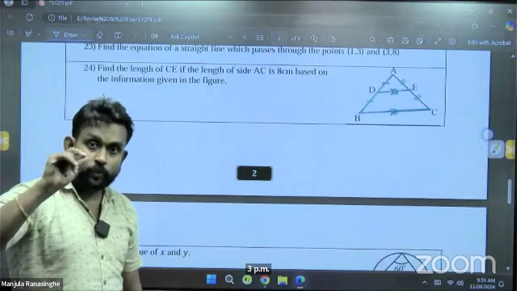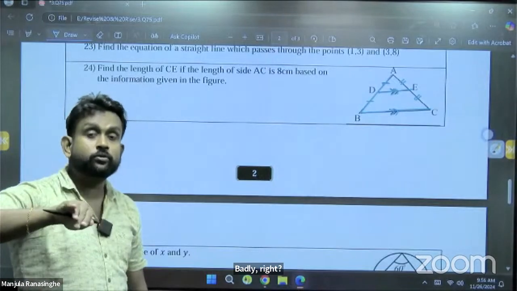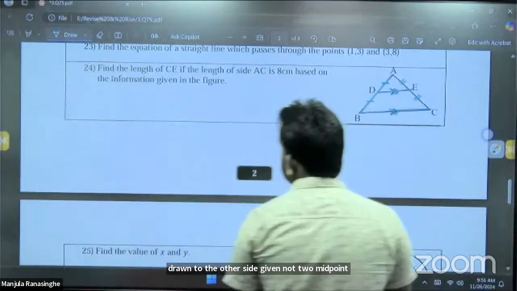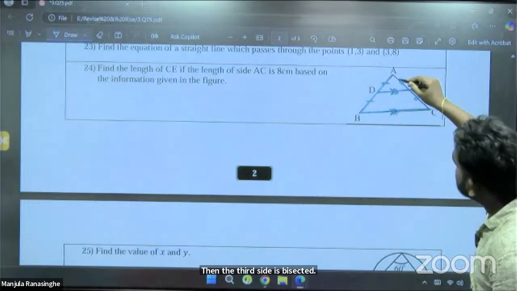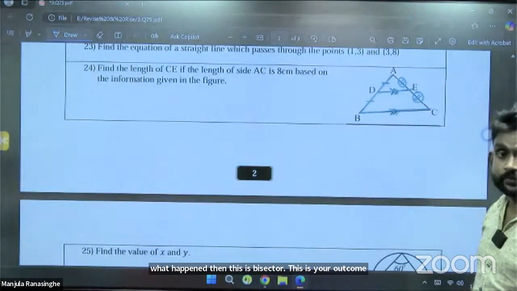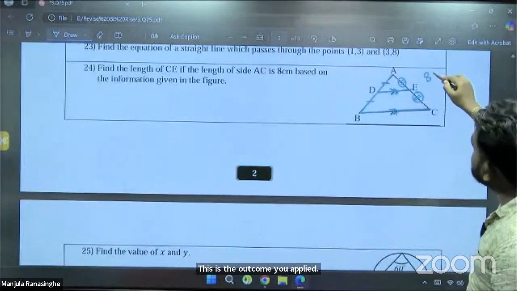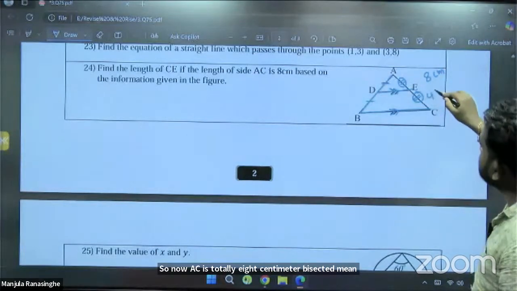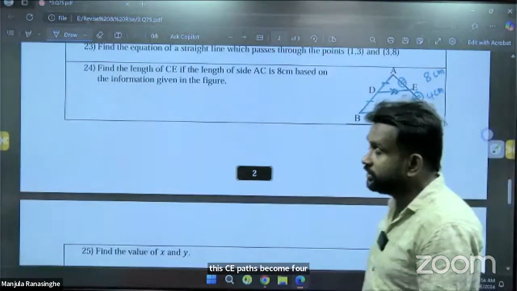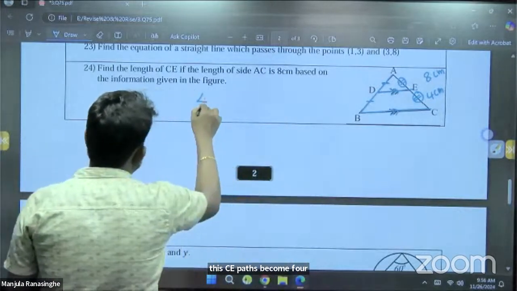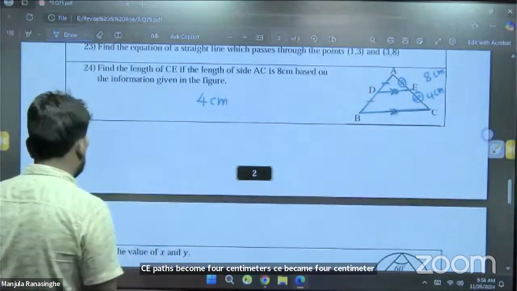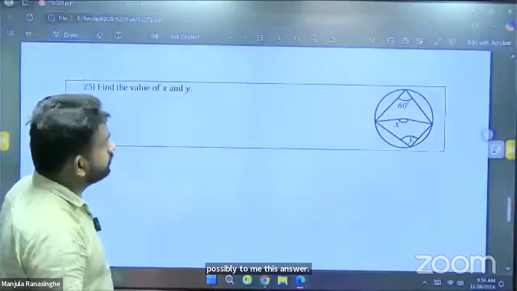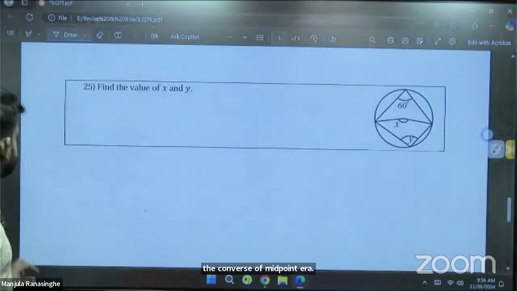So in the converse, one midpoint is given and a parallel line is drawn to the other side, not two midpoints. Then the third side is bisected. This is the outcome you applied. Now AC is totally 8 centimeter. Bisected means CE becomes 4 centimeter. 4 centimeter is the answer. That is the converse of the midpoint theorem. Now the cyclic quadrilateral. See here.